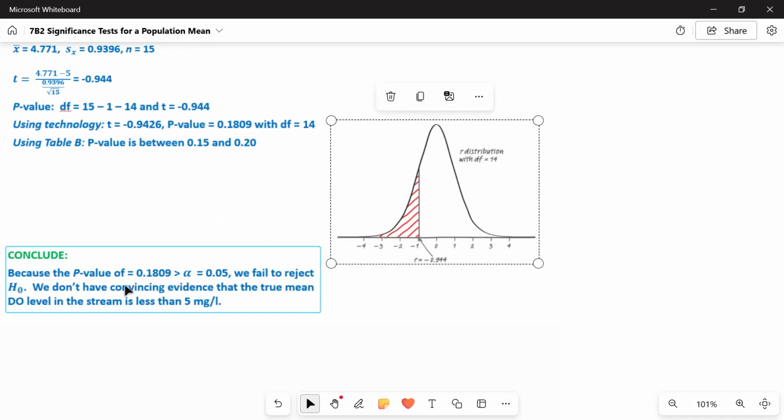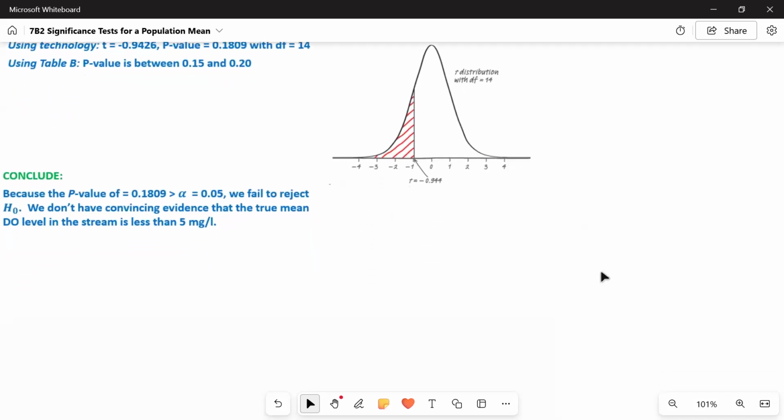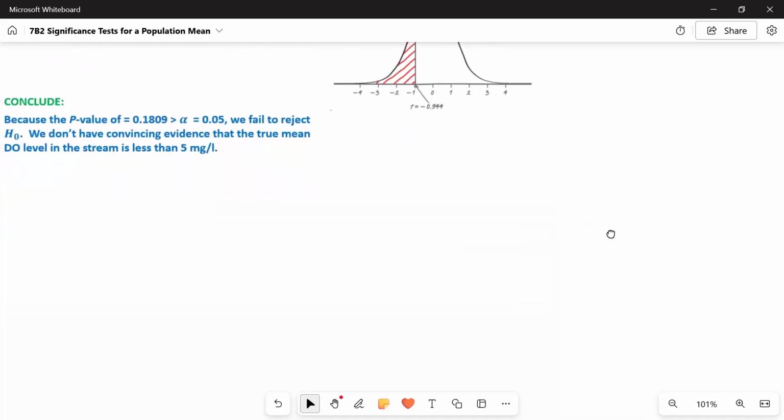Because the p-value of 0.18 is greater than our significance level, we fail to reject the null. We don't have convincing evidence that the true mean DO level in the stream is less than 5 milligrams per liter. Okay, so that's the complete 4-step process there.